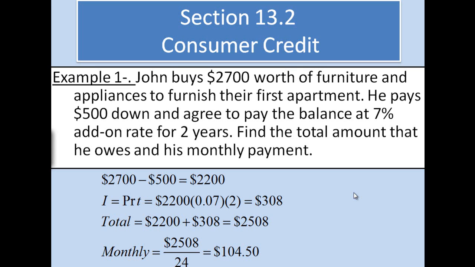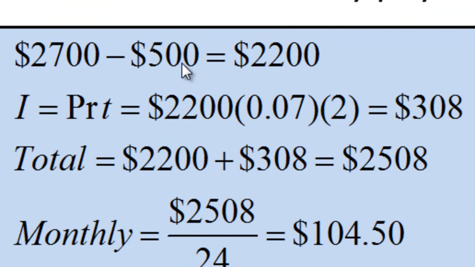This is a pretty easy problem. You subtract the down payment from the original amount, and this is the financed amount. The interest for this financed amount is this times the interest rate in decimal, 0.07 times 2, which is $308, plus the original financed amount, in total $2,508, divided by 24 payments, because it's 2 years. The answer is $104.50.